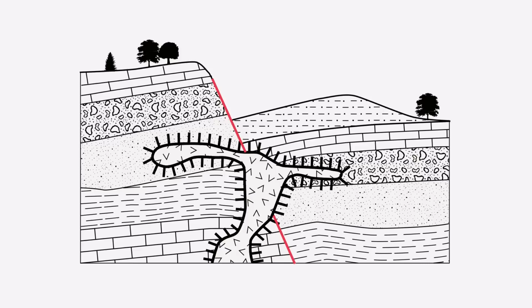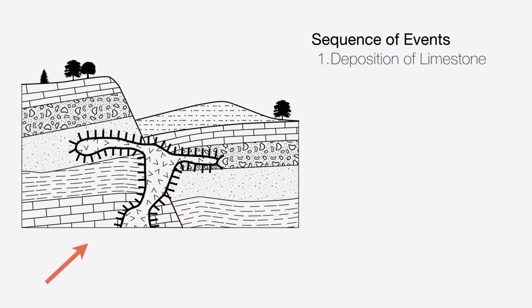But this one's tricky because we also have an intrusion. We have some uplift and weathering and erosion. There's a lot going on here. So let's go ahead and do our sequence.